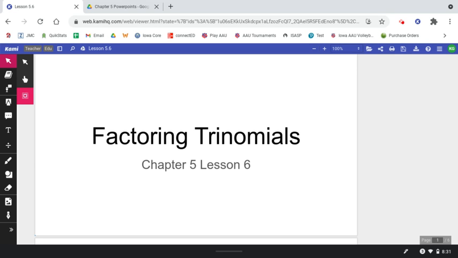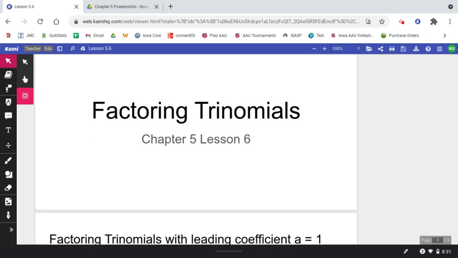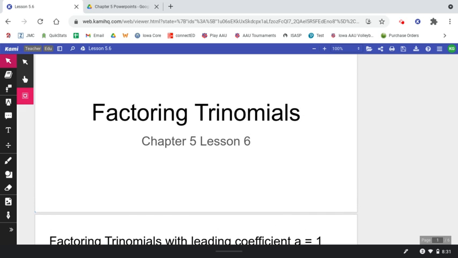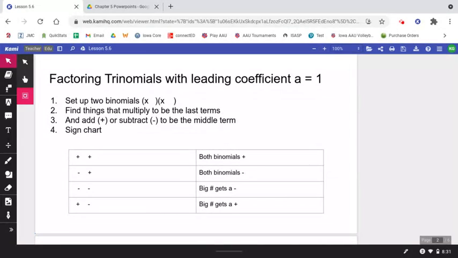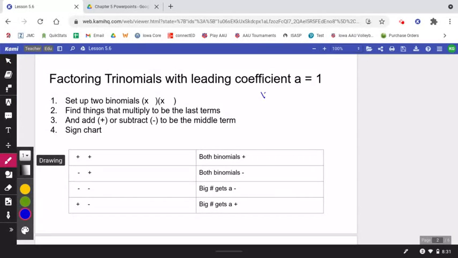Chapter 5, Lesson 6 is factoring trinomials. So remember that trinomials are our three-termed polynomials. We're going to have two different things here. The first type is we're going to have a leading coefficient of 1. So it would be like x squared plus 3x minus 10. So the leading coefficient for these is going to be a 1.